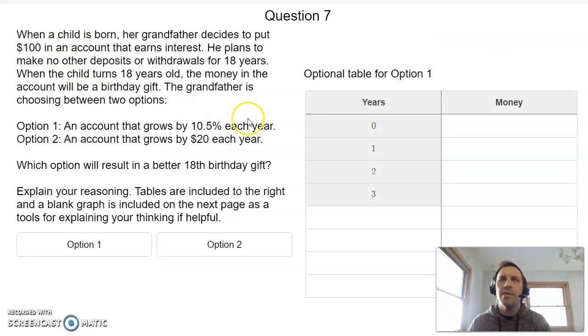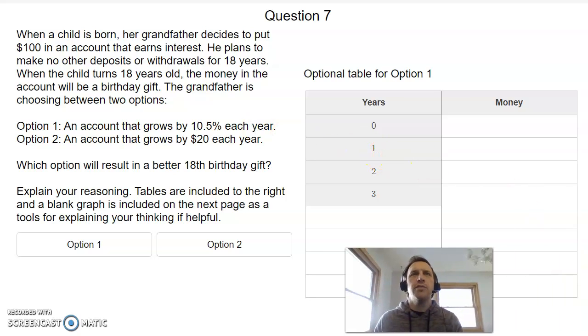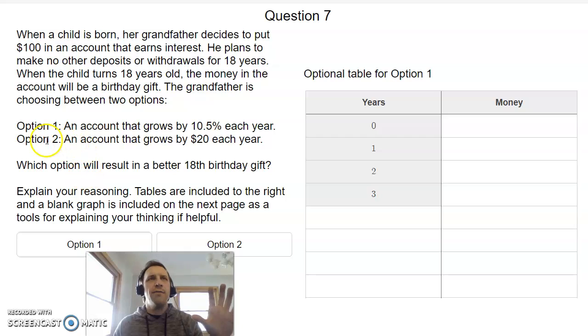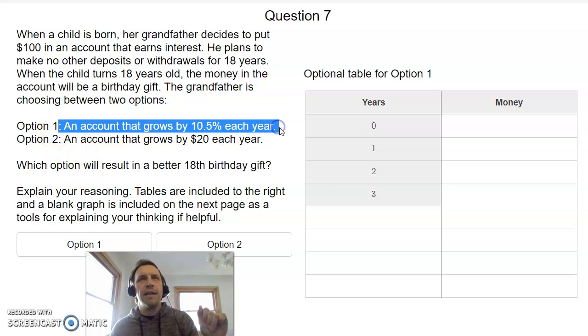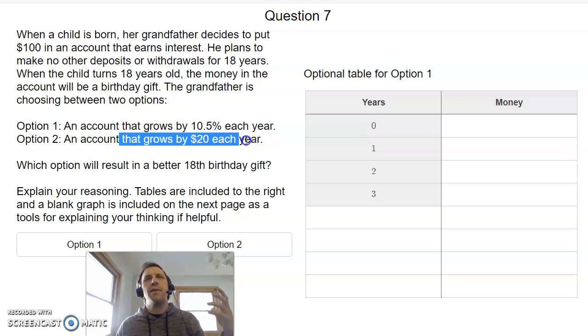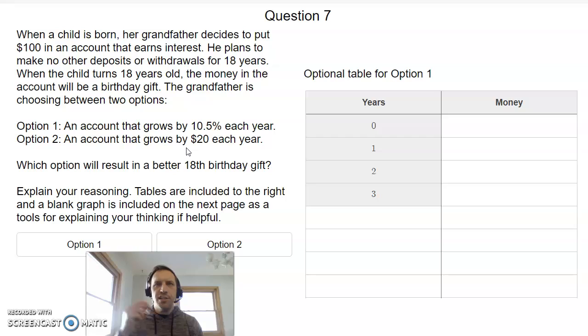All right, so now this one, I think I have 2 people really explain this well. And so this idea is we have an option that's increasing by 10.5% each year, and an account that grows by 20% each year. You should know one of these is linear and one of them is exponential. If we go up just by $20 each year, right, that is a linear function. But if we go up by multiplying by a percentage each year, that is an exponential function.